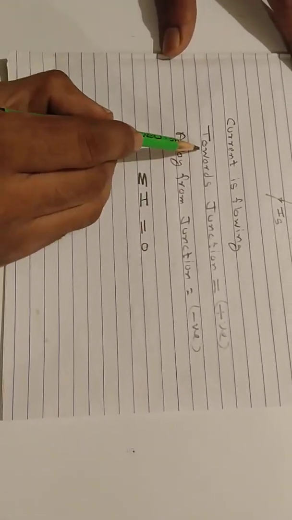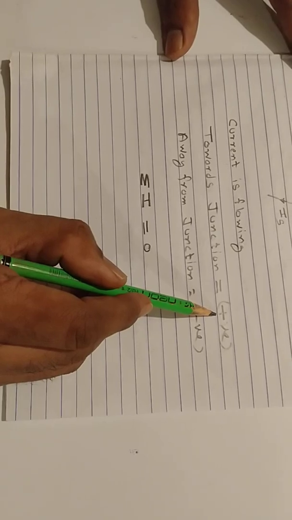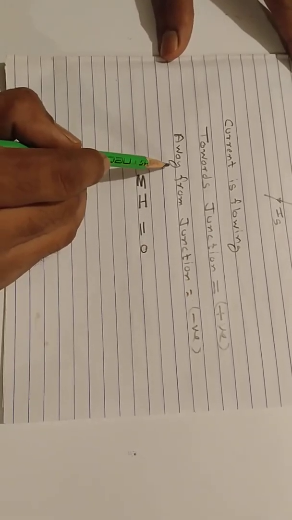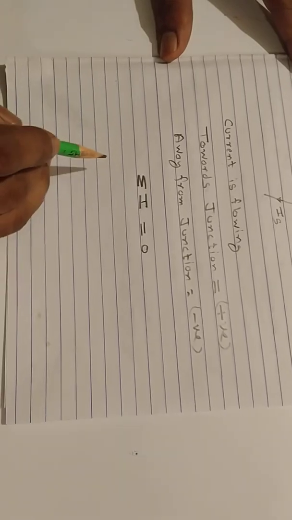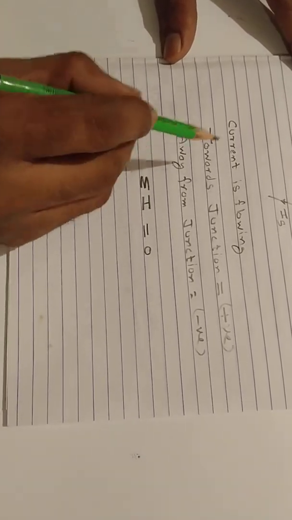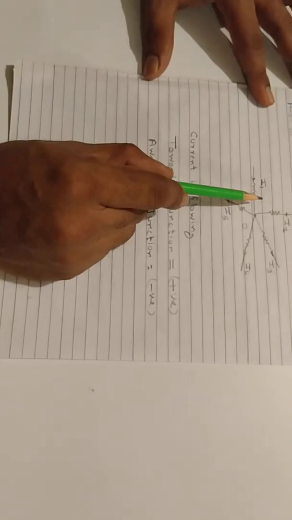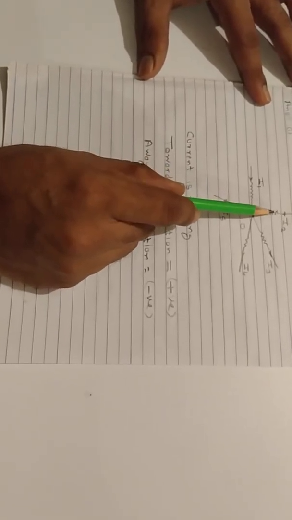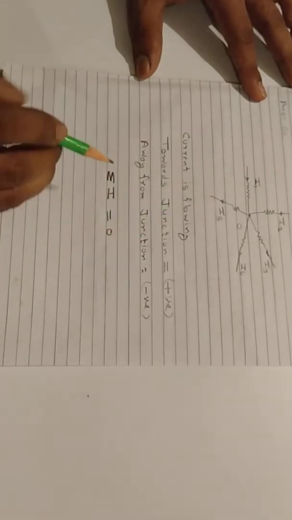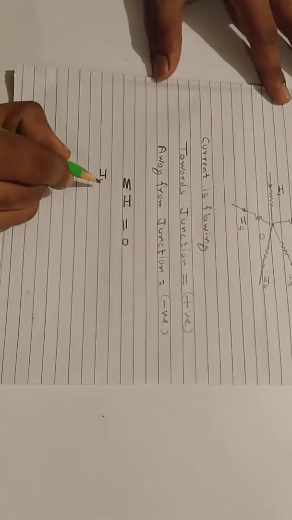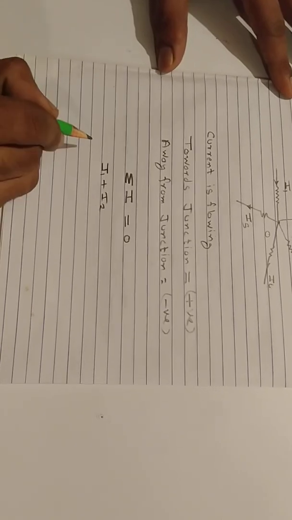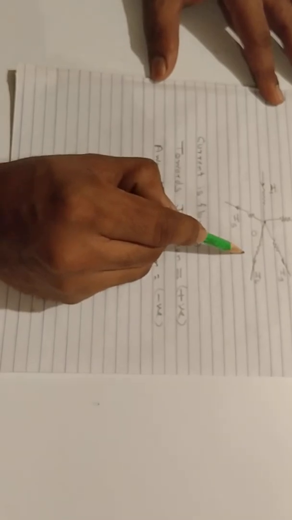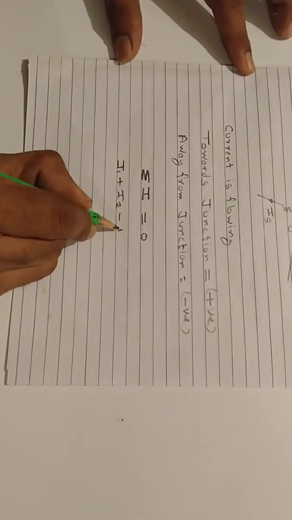But now I told you, current flowing towards the junction is said to be positive. Current moving away from the junction is said to be negative. So here, which currents are flowing towards the junction, students? I1 and I2. So I am going to consider those currents as what? Positive. And which currents are flowing away from the junction, students? I3, I4 and I5. That's why we are going to take those currents as what? Negative.